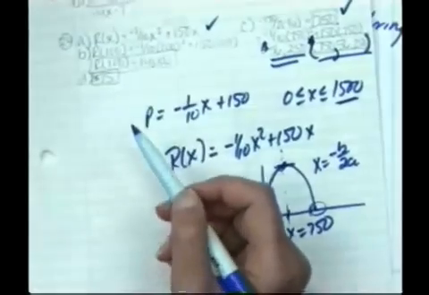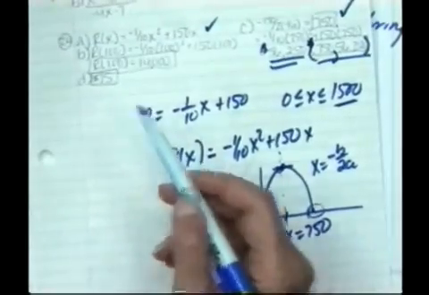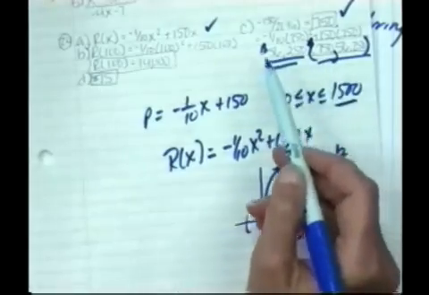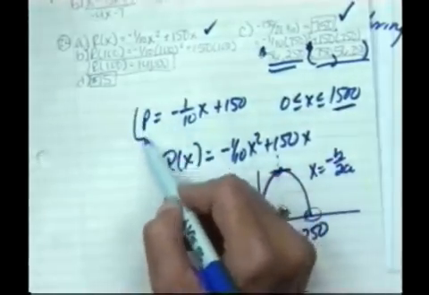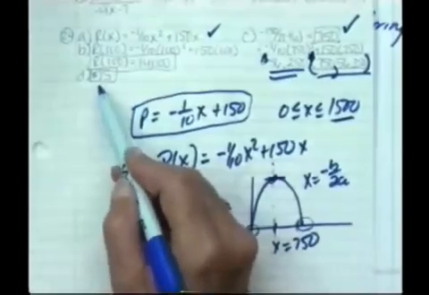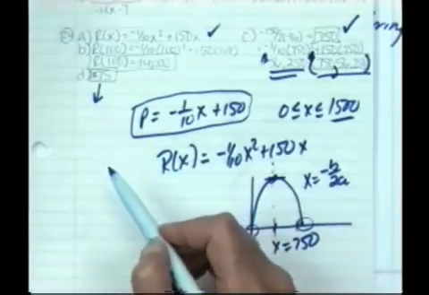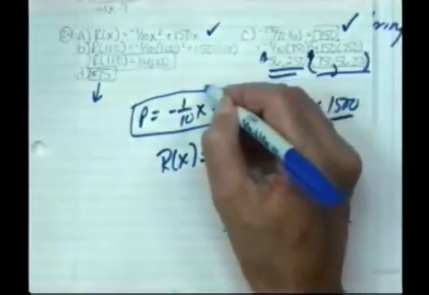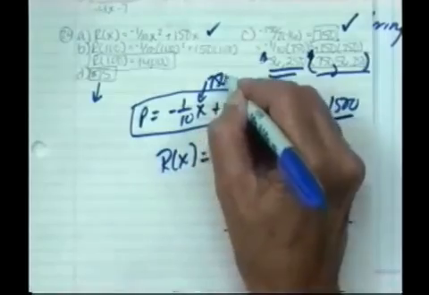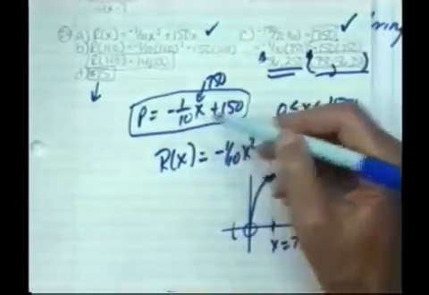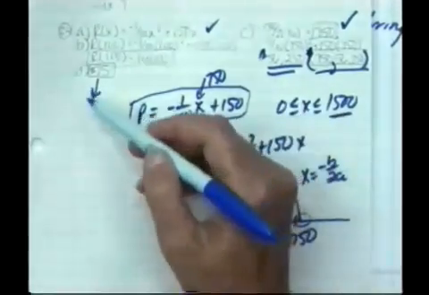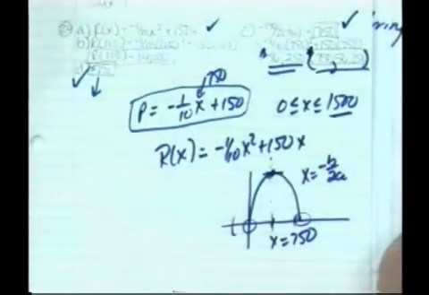And then letter D says, what is the price to receive the maximum revenue? So you would just go back to the price function. And this person didn't show me all the steps. What do you think they did? Put a 750 in for x, because x is 750. And that does come out to be 75. That's the price that needs to be charged for the maximum revenue. Everybody good?